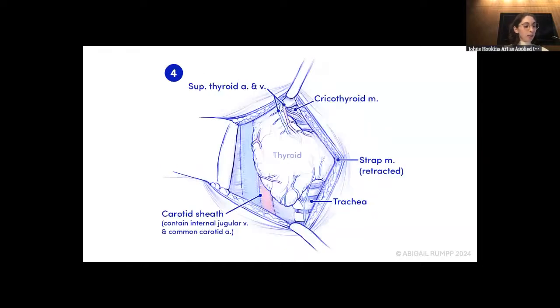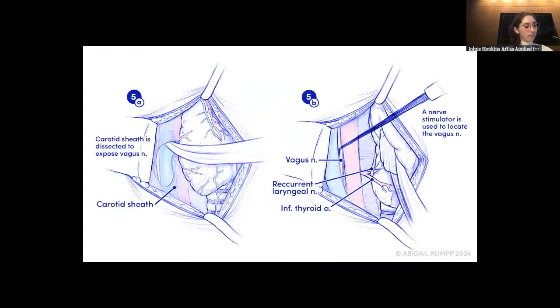The sternohyoid and sternothyroid muscle are dissected away from the anterior aspect of the right lobe, then retracted laterally. This exposes the right lobe of the thyroid. The carotid sheath is then dissected to expose the common carotid artery, internal jugular vein, and vagus nerve. Strap muscle and tissue on thyroid gland and the carotid sheath are cleared with gentle blunt dissection.